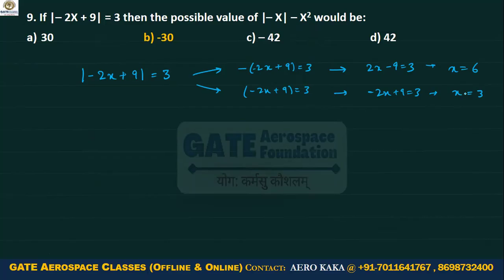Okay. So I got two values, 6 and 3. Now, if I put x equals 6 and x equals 3 in the given expression, minus x square, this becomes minus 6 minus 6 square. Again, 6 is positive, so it is going to be minus 30. And in this case, it's going to be minus 3 mod, minus 3 square, and this becomes 3 minus 9, that is minus 6.